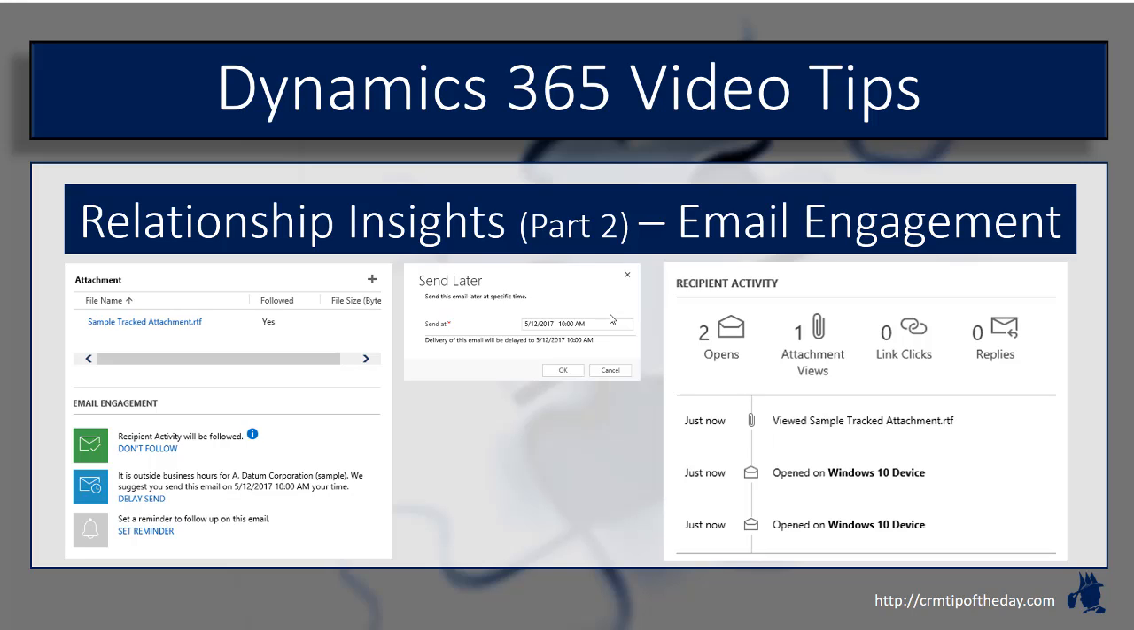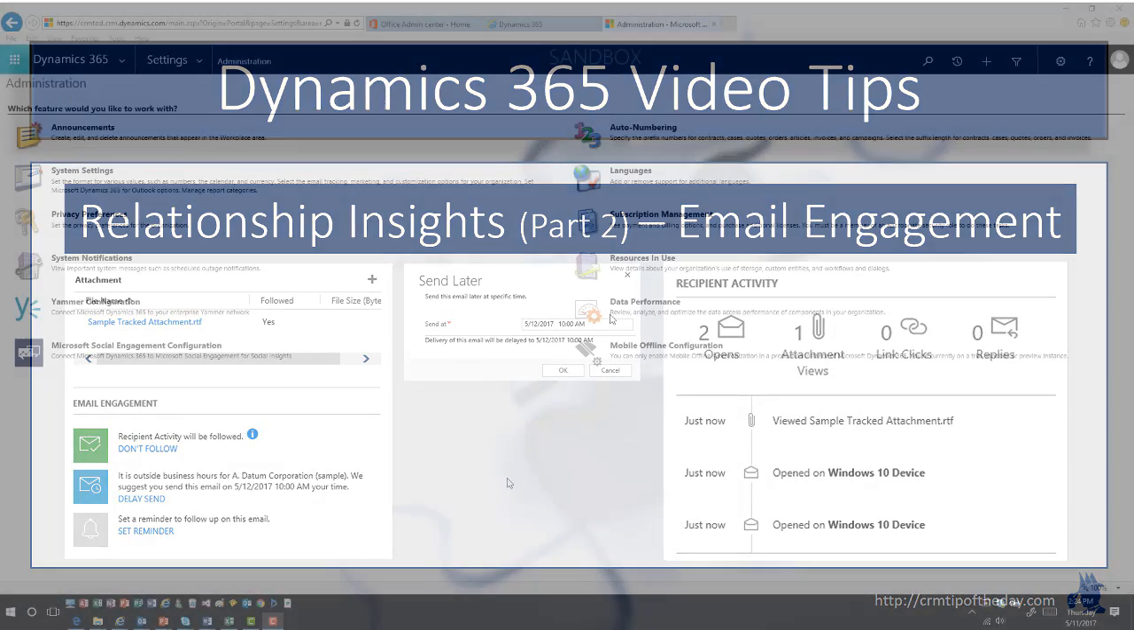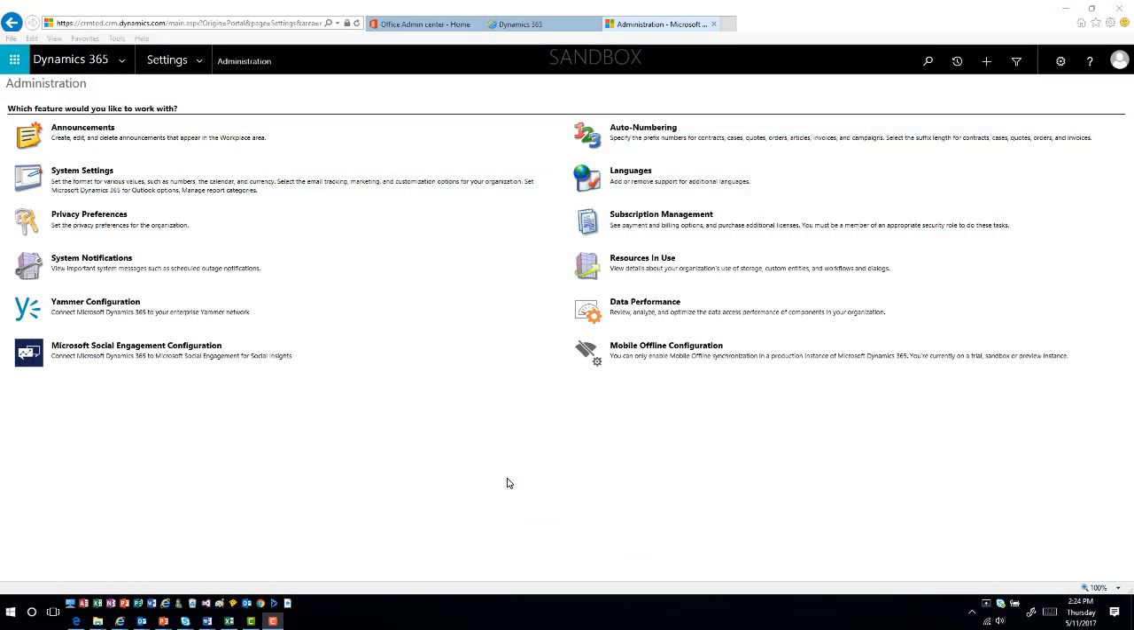Now we're going to look more at the email engagement piece, where we're going to send out emails or shared attachments to customers, and keep track of when they've opened them, how many times they've been replied to, if they've been linked, any of those types of different situations. So let's go ahead and take a look at what this looks like inside the application.